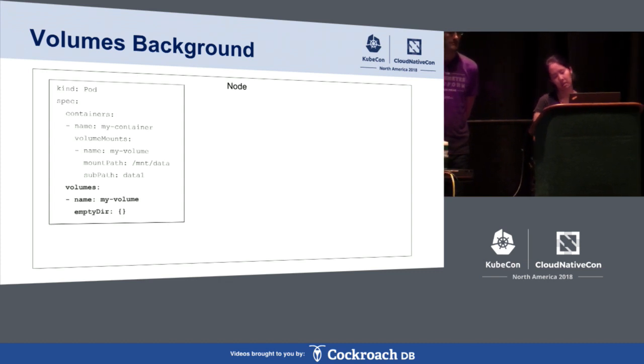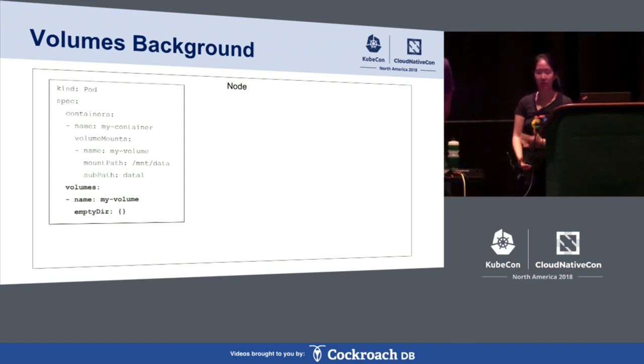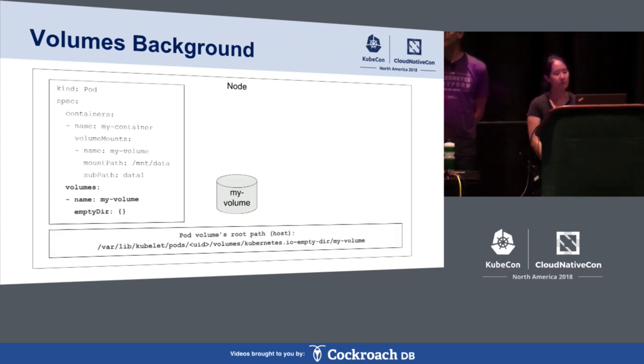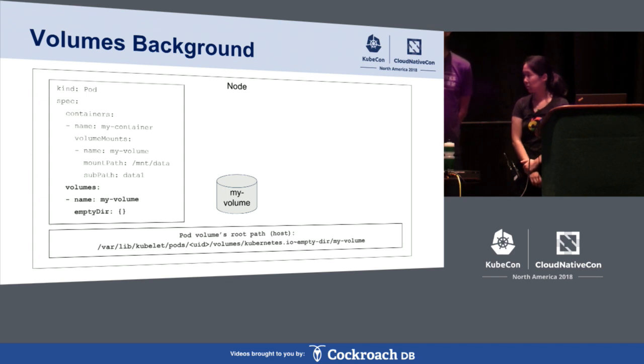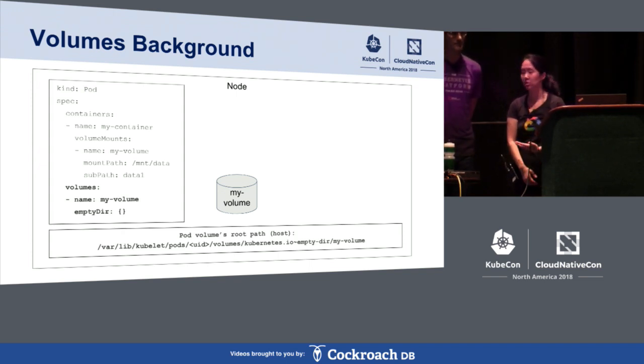And in this case, this pod is using an empty dir volume, which is just scratch space on the local file system. So as part of the empty dir setup, what we do is we create a directory on the host file system underneath the pod volumes root path as shown here.